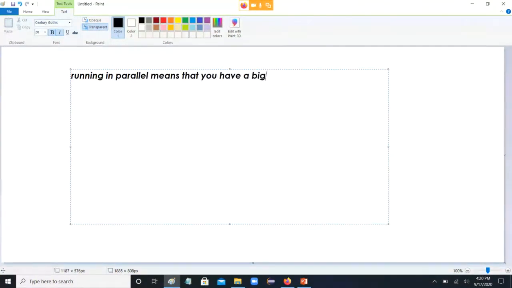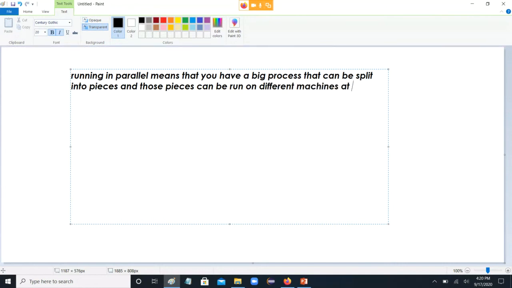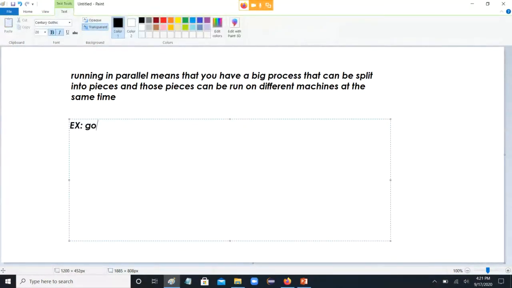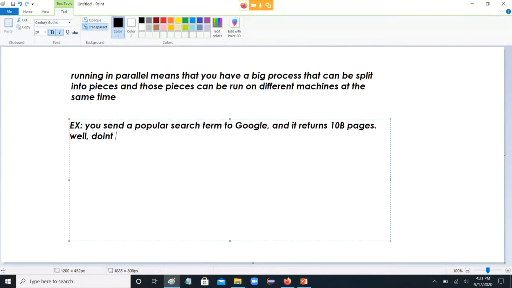Running in parallel means that you have a big process that can be split into pieces, and those pieces can be run on different machines at the same time. Okay, so for example, you send a popular search term to Google, and it returns, say, 10 billion pages. Well, doing all that processing on one machine would be really slow, right? 10 billion pages, everything that's associated with that, doing that on one machine, that's going to take a while.